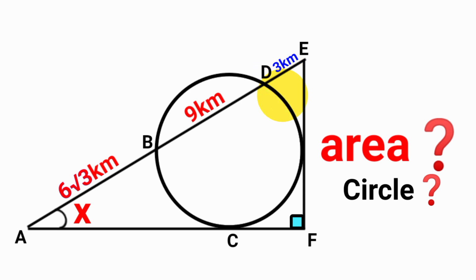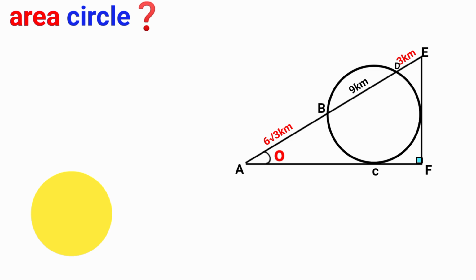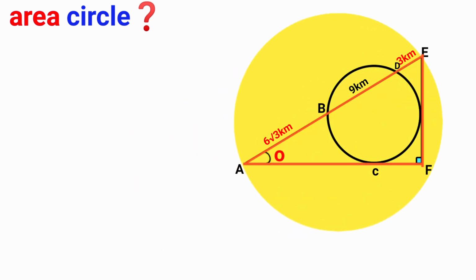We can see this angle is a right angle, and this angle has its size to be x. So how can we solve this? How can we calculate the area of the circle? Well, it is very simple. I'll start from this triangle. We can see it is a right angle triangle.